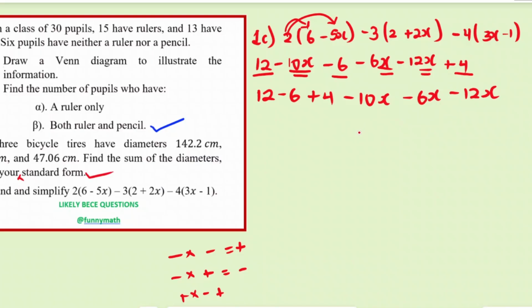We have to simplify. So 12 minus 6 is going to be 6, now plus 4. Let's take this one too. -10x minus 6x, that's going to be -16x, now minus 12x. So 6 plus 4 is going to be 10. We have -16x minus 12x, that's going to be minus 28x. So that's the final answer.